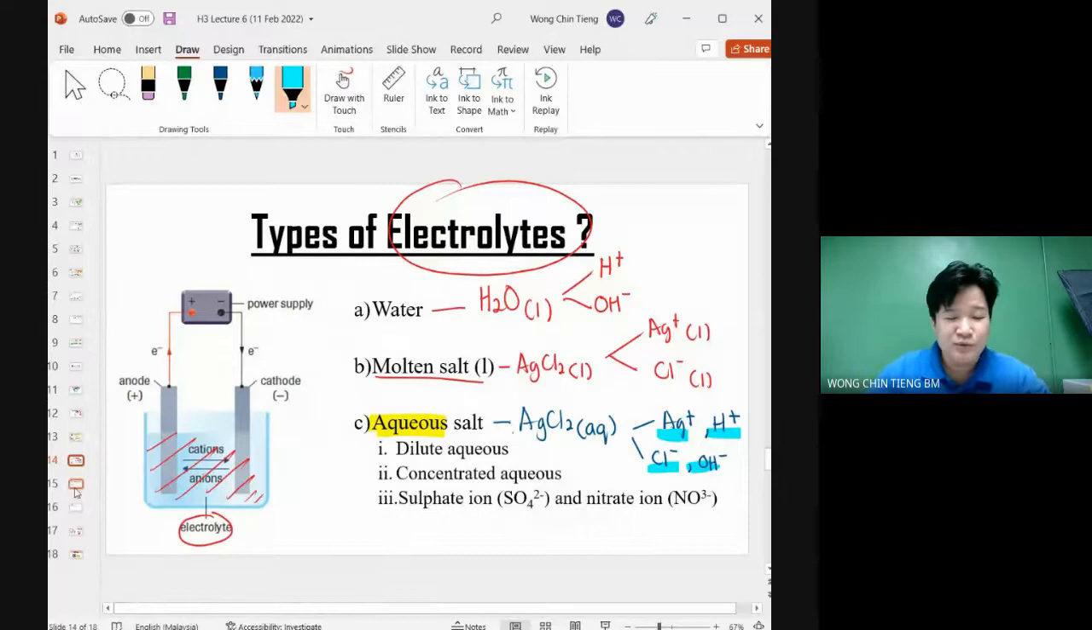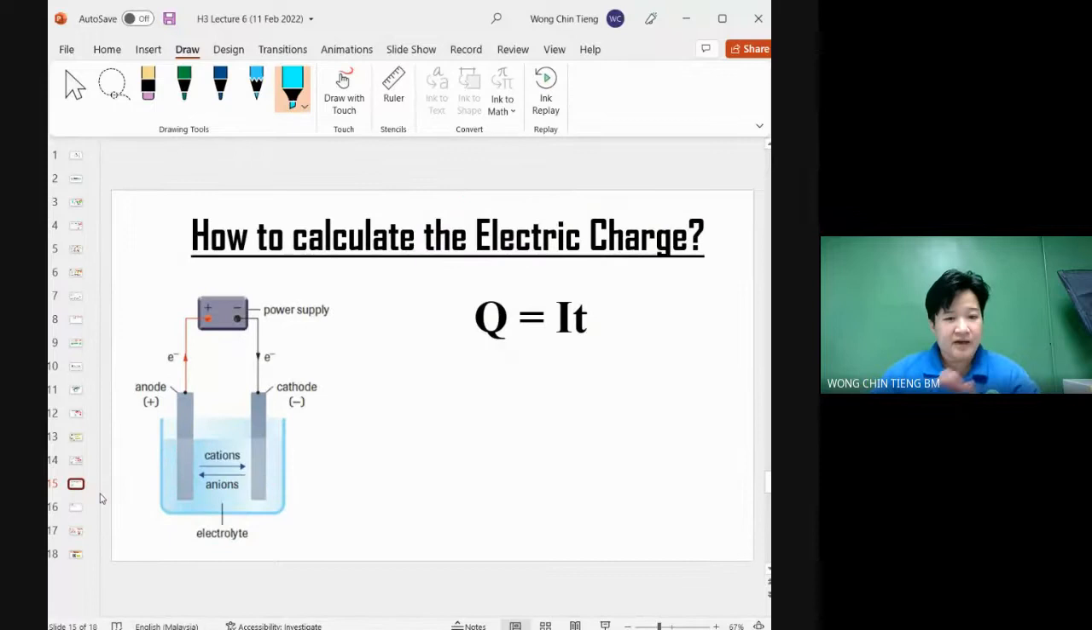Okay? So, dua benda yang penting dalam ni adalah your type of factor affecting the ion, which one do you choose, and also the type of electrolytes. Okay? Last but not least, last thing for today.